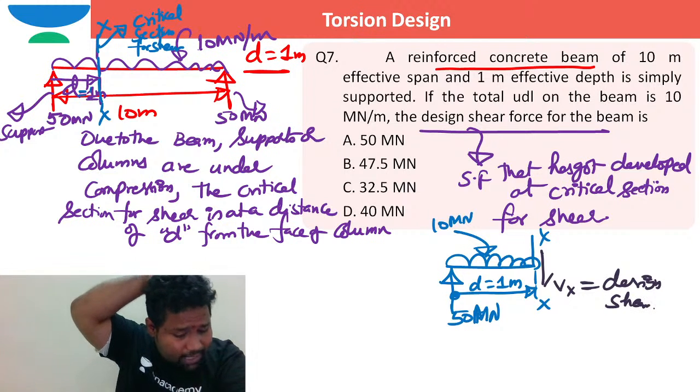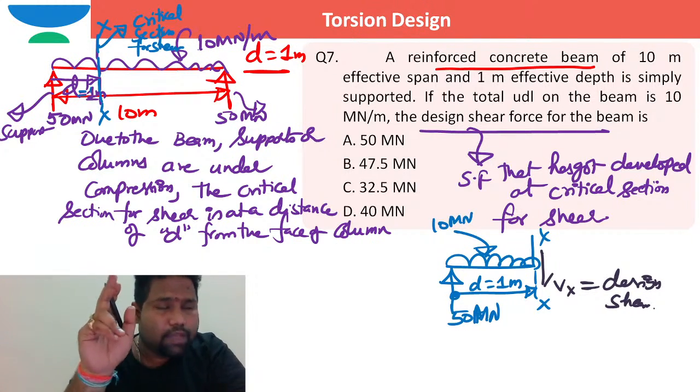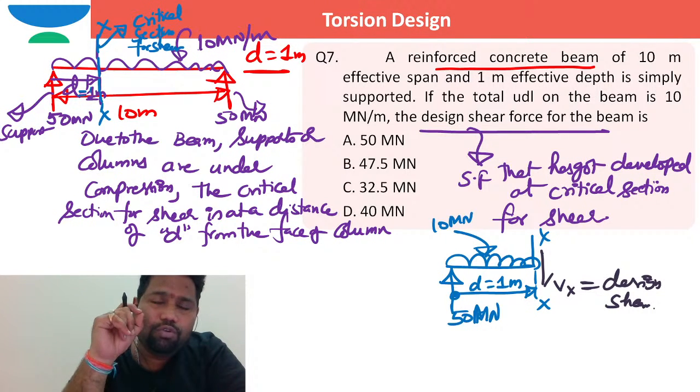Ipsita, sir, why is the critical section taken at a distance of d? Dear Ipsita Chaudhary, anyway, I will tell the reason. Have you completed my lecture on limit state of shear? In that one, with a clear description, I told why the section for shear is at a distance of d.